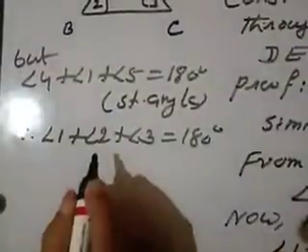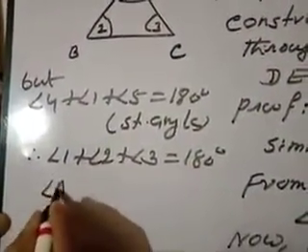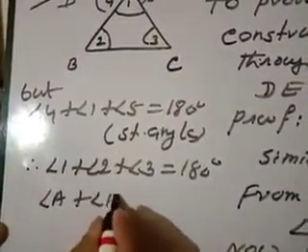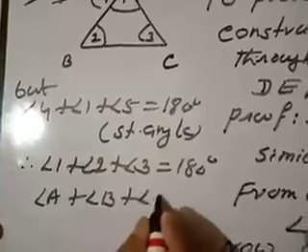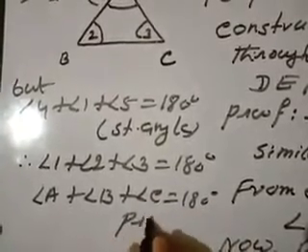Now you give the vertex names. Angle 1 means angle A, 2 means angle B, and 3 means angle C, so angle A plus angle B plus angle C is equal to 180 degrees. Proved.